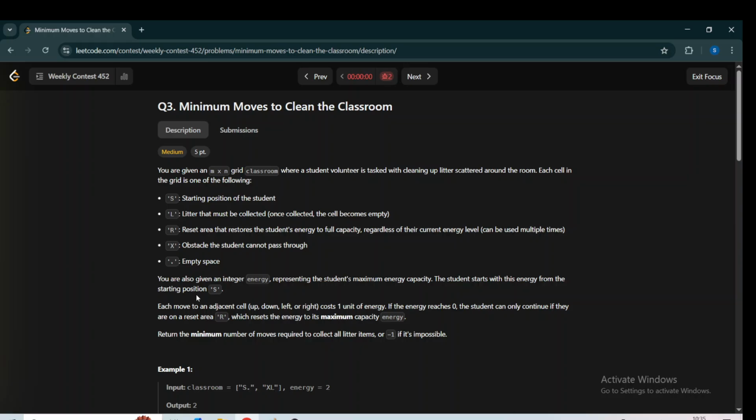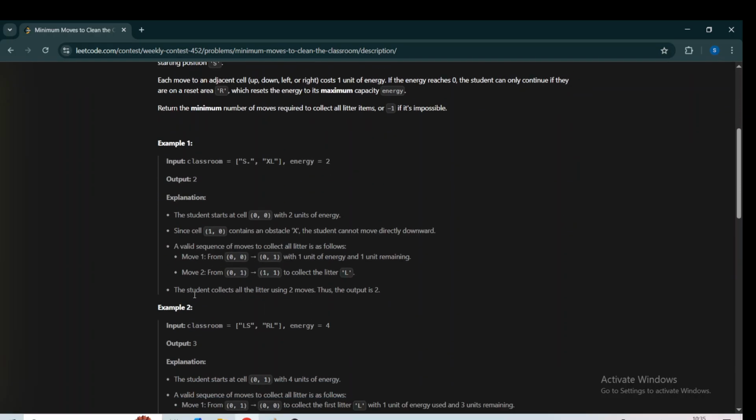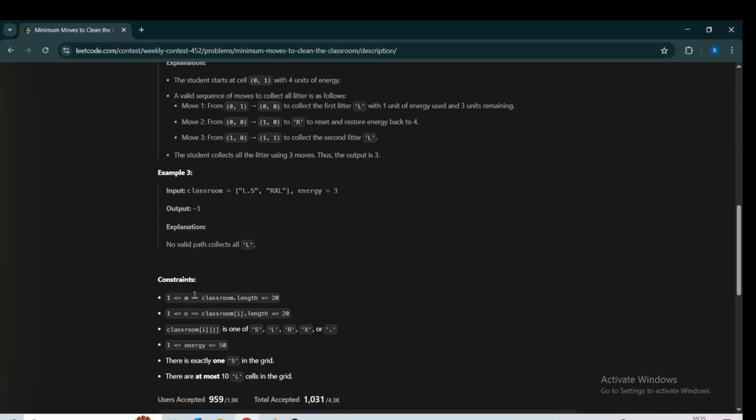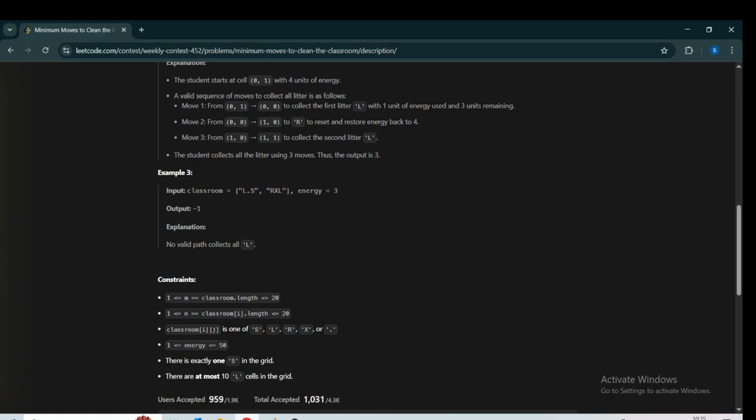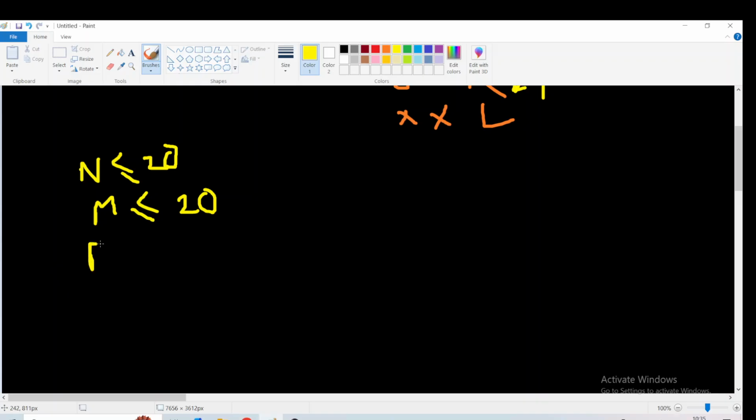The first observation comes from the constraints. So what are the constraints? The important constraints are the most important part of the problem. N could be at max 20, and M could be at max 20. Energy is at most 50.